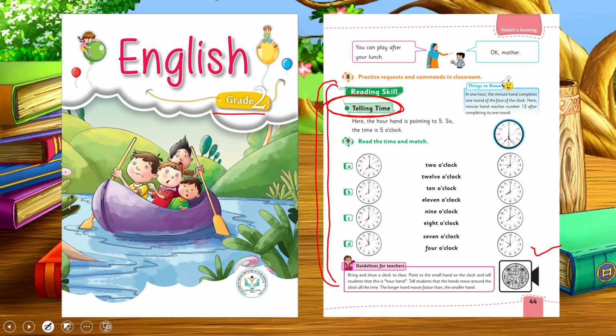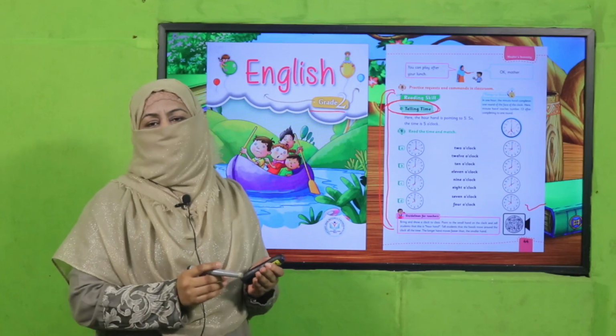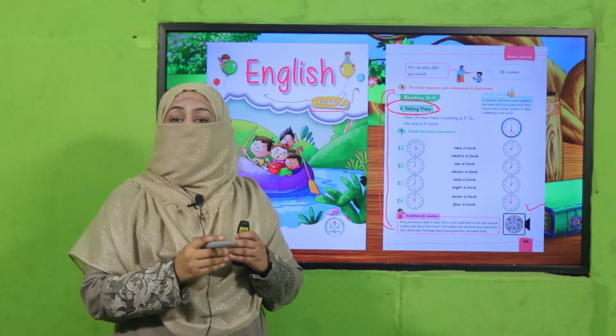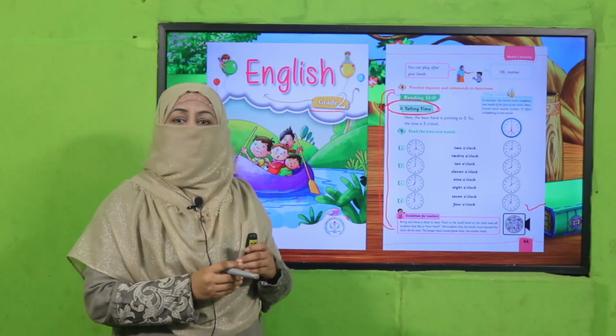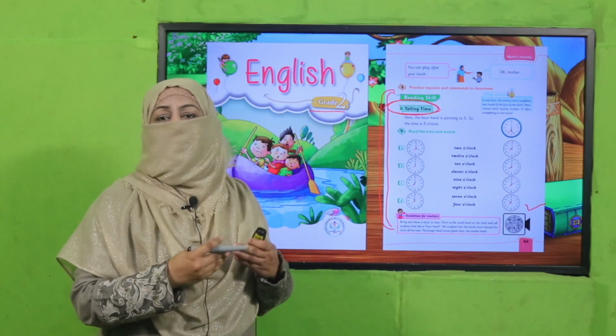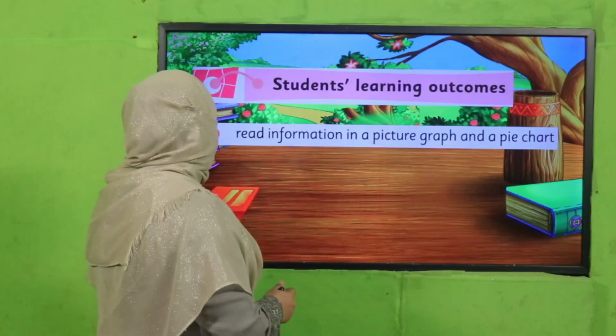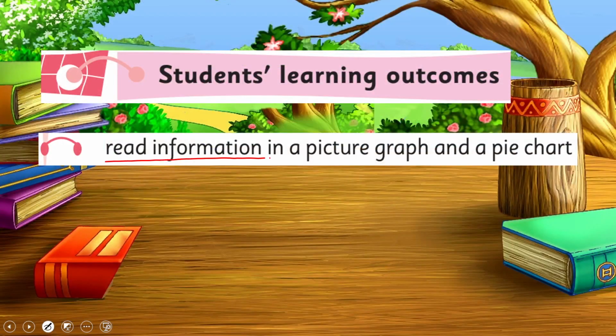This concept tells us that for the same information, there can be different ways to show it. The way we can find time in digital clock as well as analog. Likewise, beta, for all types of data, we can present it in different ways. This is what we are going to learn today, and our today's SLO is read information in pictures, graph, and a pie chart. We'll discuss pie chart today, and picture graph, inshallah, we'll discuss tomorrow. So this is our today's SLO.